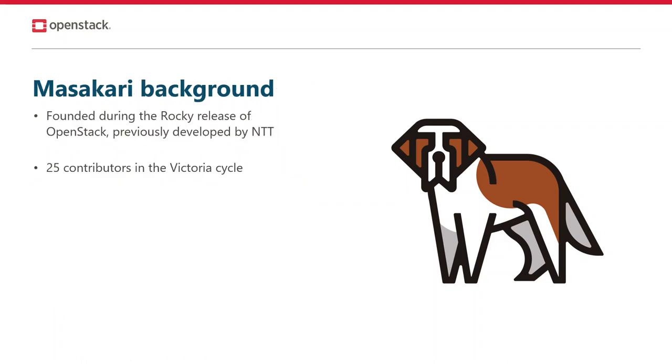So now for a little background about the Masakari project. It was founded during the Rocky release of OpenStack. It was previously developed by NTT and open sourced by them. We had 25 contributors in the Victoria cycle, and we hope to have more during the Wallaby cycle.